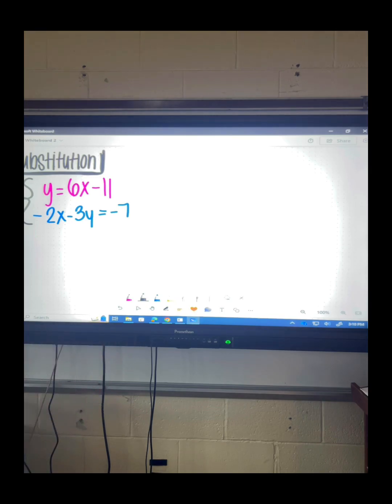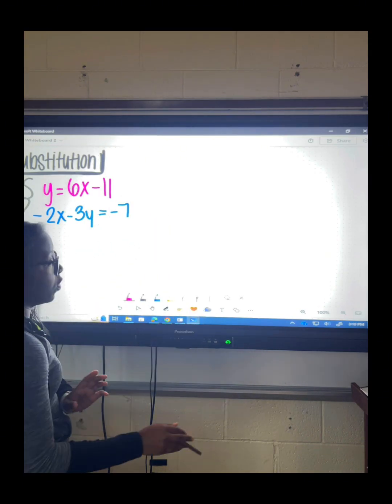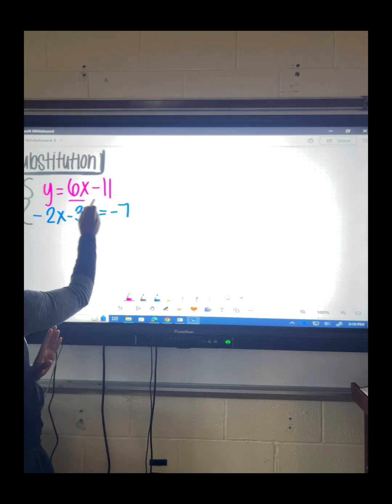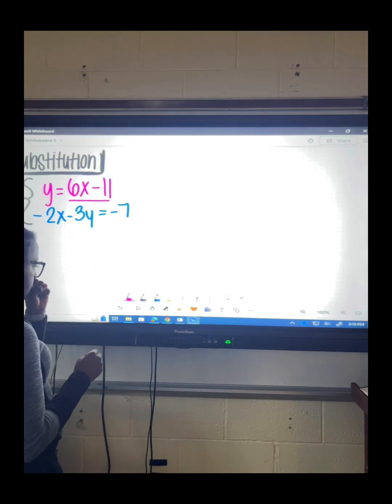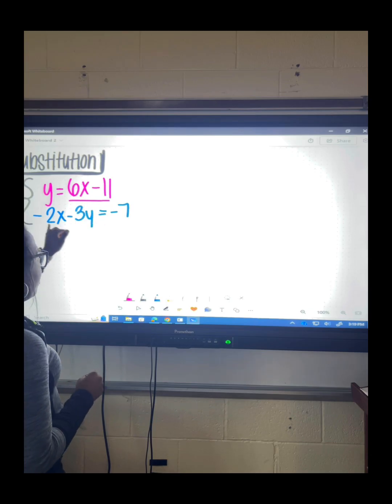The one I see is y. When I say already solved, I'm saying one of the variables is by itself already. The pink already has the variable by itself. So it's telling me that y is not just y no more. Y is 6x minus 11. So what I'm going to do is take that 6x minus 11 and plug it into the other one.